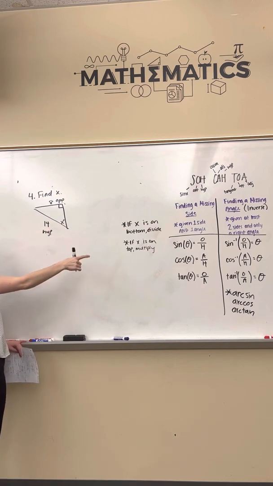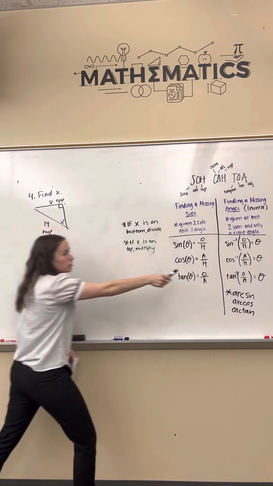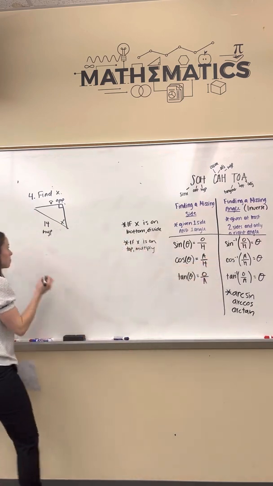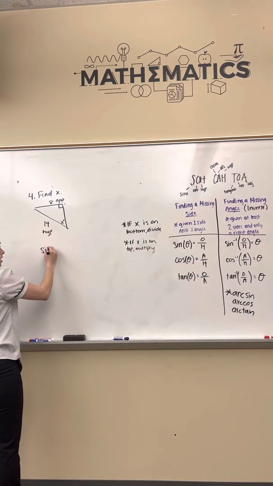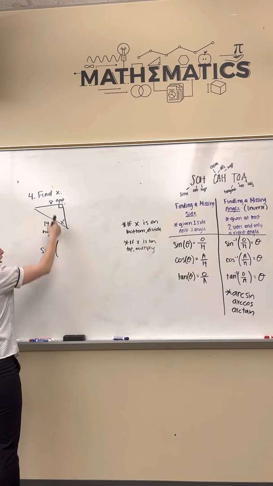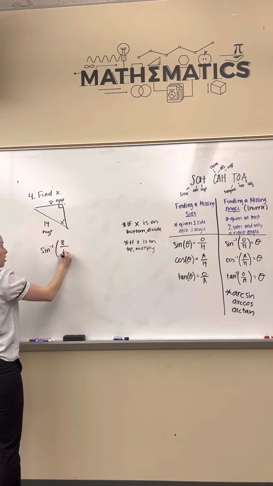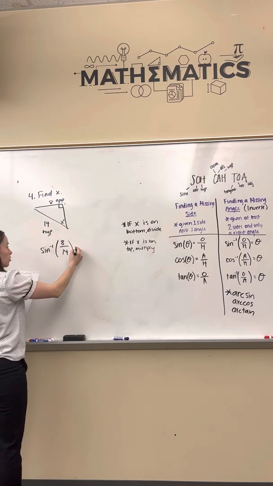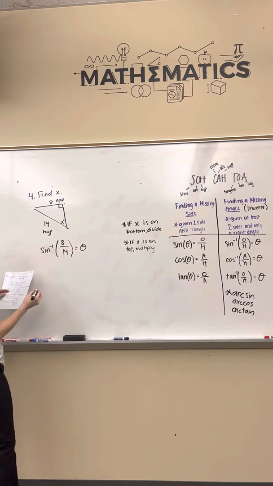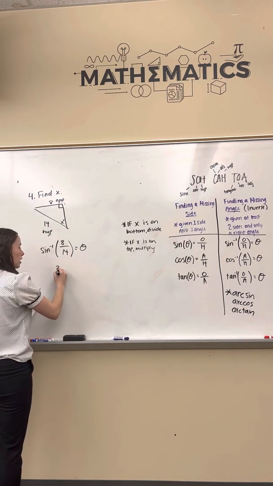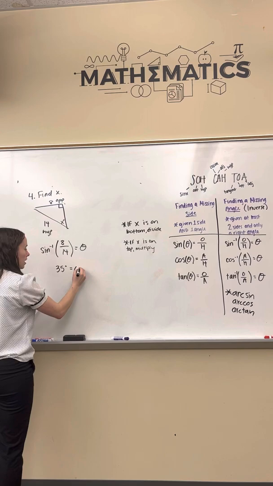So once again, we're dealing with sine, but this time we're missing an angle, so we're going to deal with that one. So we have the inverse sine of our opposite 8 over our hypotenuse 14 equals an angle. And when you plug that in, you're going to get 35. So just make sure that that is what you get.